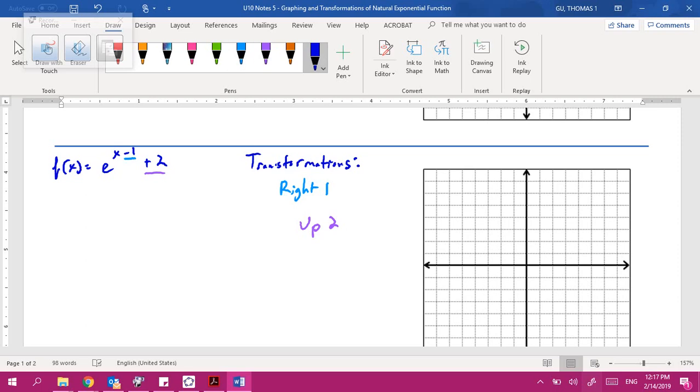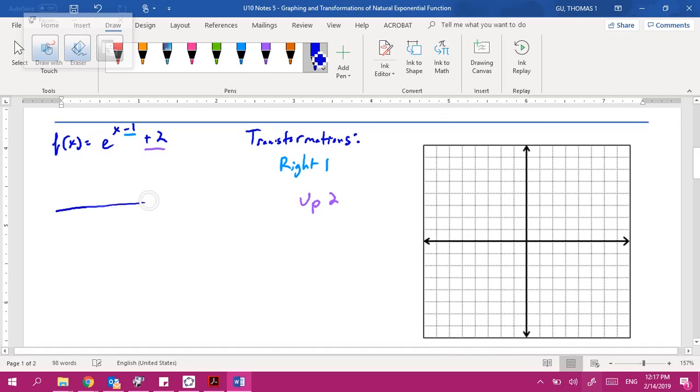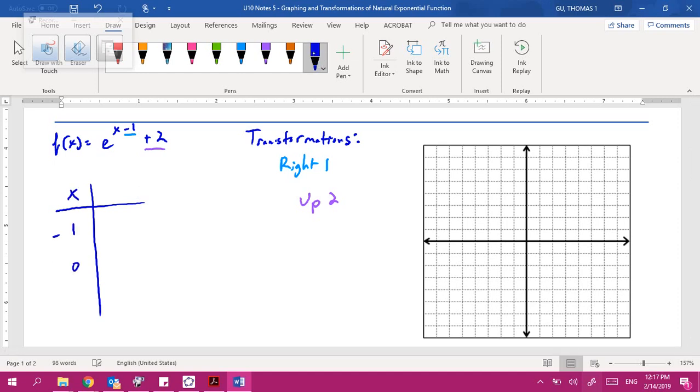Okay, so I'm going to show you something a little different than what we're used to here. But first of all, let's get our parent function points. This time we'll just use 3 points, okay? So -1, 0, and 1. How do I get my y values? E to the x, right? It's always the parent function, which is just your base raised to the x. So what are my 3 y values then?